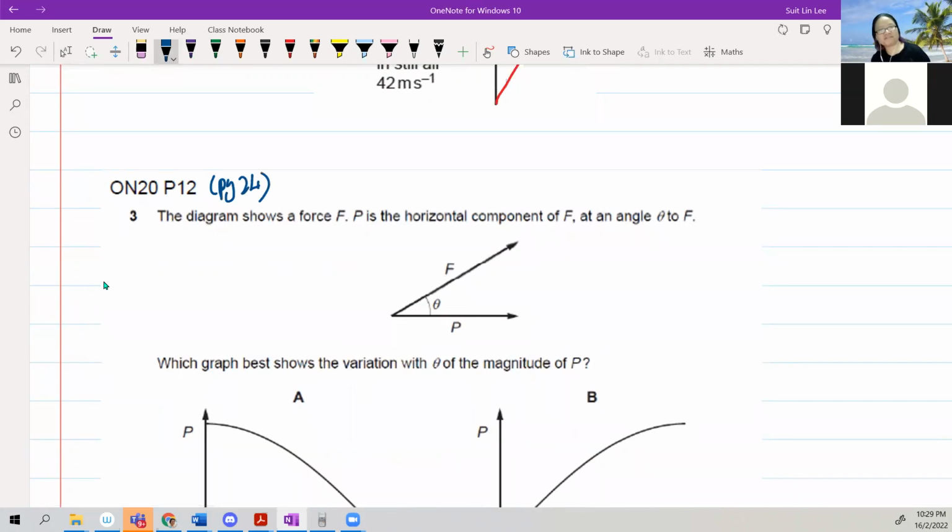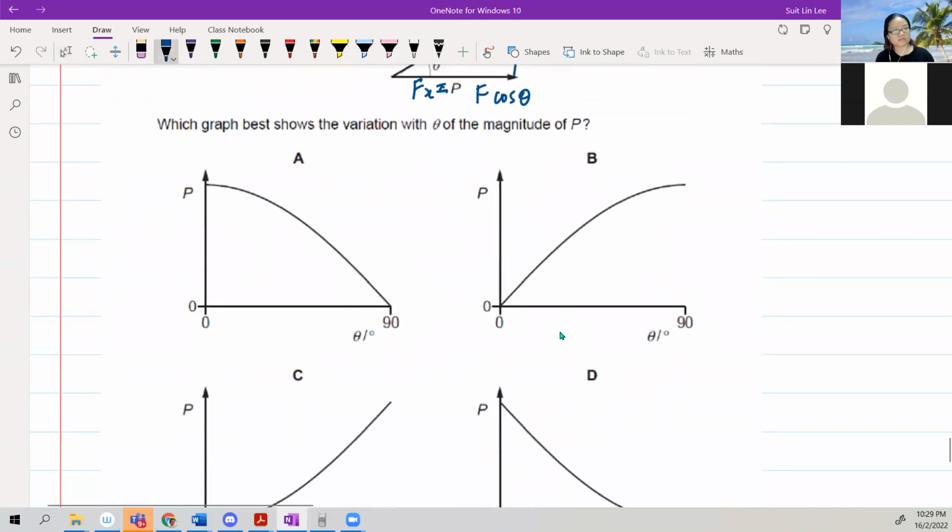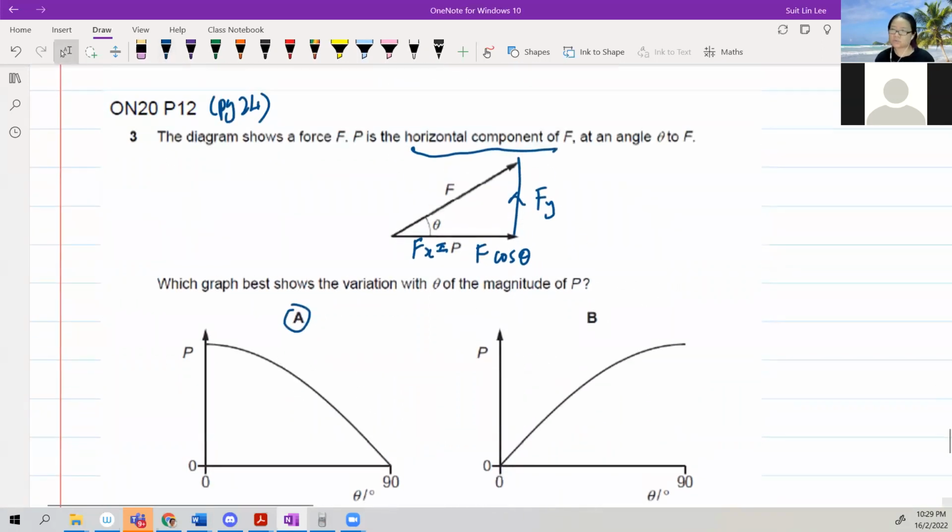Here we have a force F, and P is the horizontal component of F. Meaning P is the horizontal component of F, is part of F. Fx plus Fy, this is Fx. Because of this, your P happens to be F cos theta. And they ask you to show the variation of F cos theta. Cos theta graph will look like this. But in case you need some reason, let me pull that up for you.